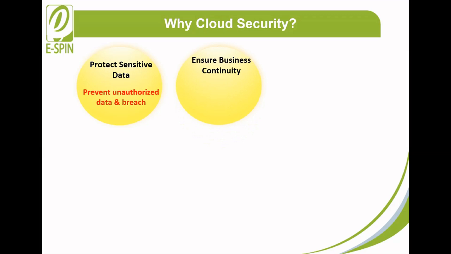Ensuring business continuity. Security incidents in the cloud can disrupt services and impact business operations. Cloud security measures such as data backups and disaster recovery plans are crucial for maintaining business continuity. These measures minimize downtime and enable rapid recovery in the event of an attack or outage, ensuring uninterrupted service delivery.